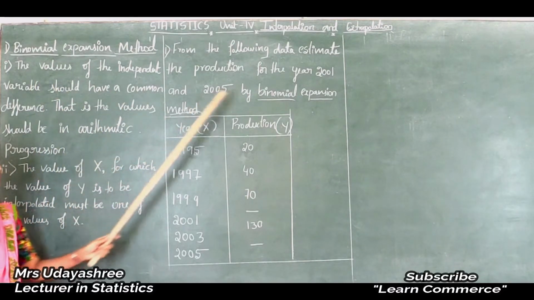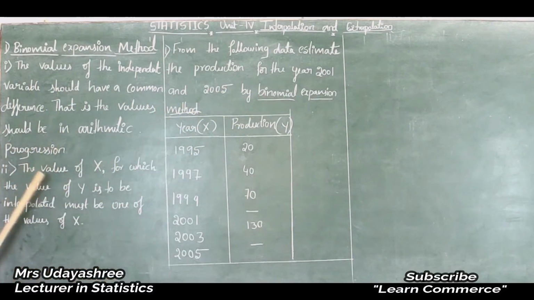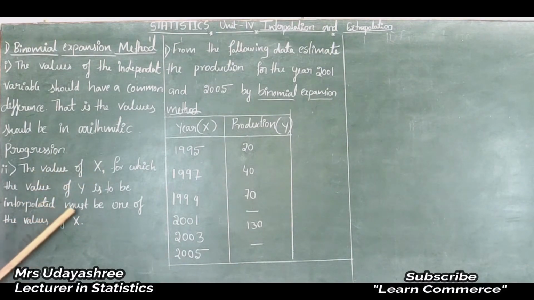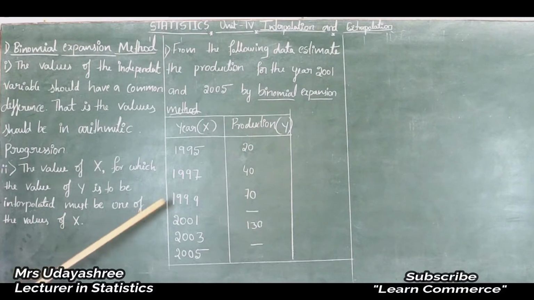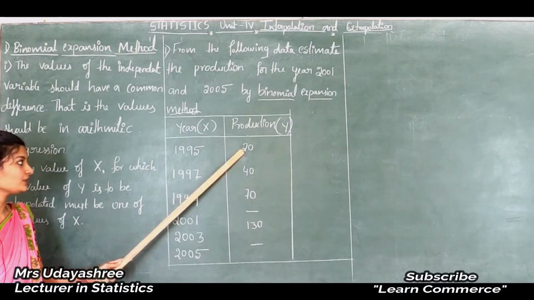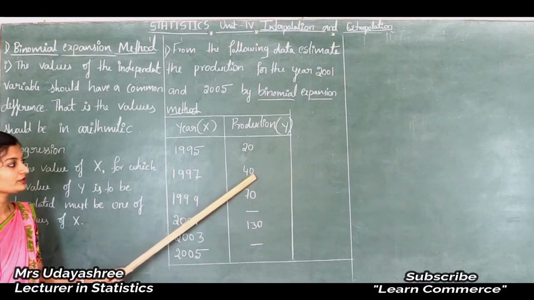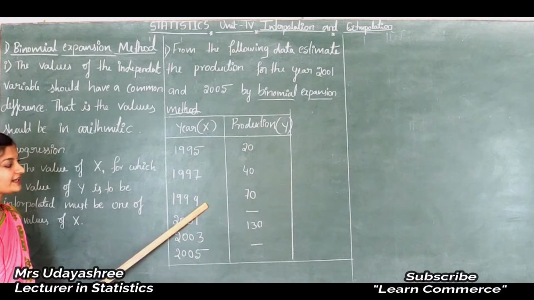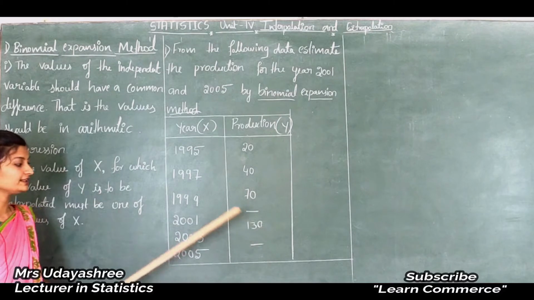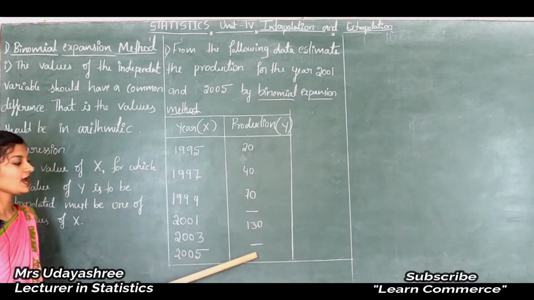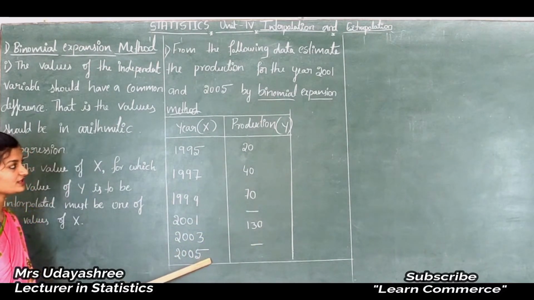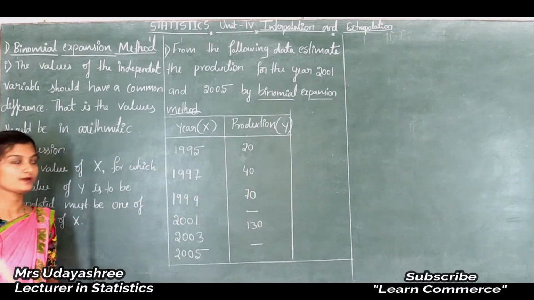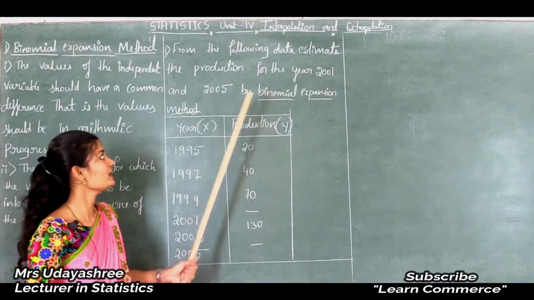And the second condition of the binomial expansion method is that the values of x for which the values of y are to be interpolated must be among the values of x. Here 20 corresponds to 1995, 40 to 1997, 70 to 1999, the missing value to 2001, 130 to 2003, and the last missing value to 2005. So the second condition is also satisfied. Now I will apply the binomial expansion method.